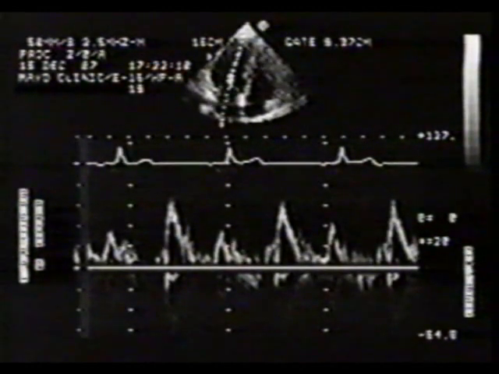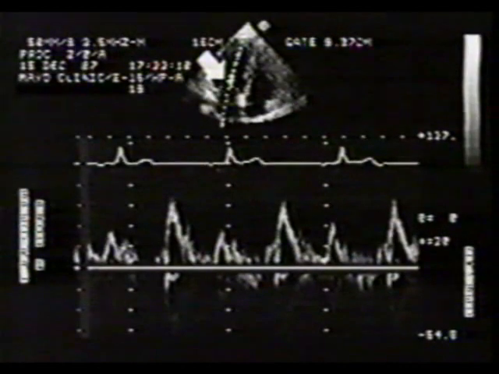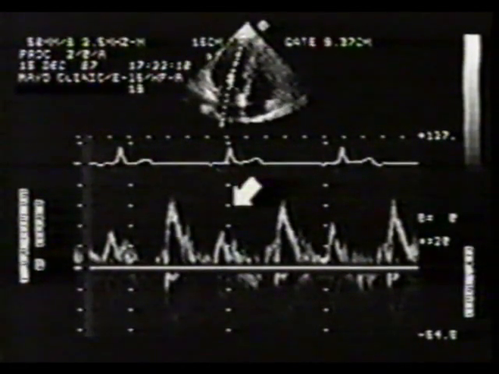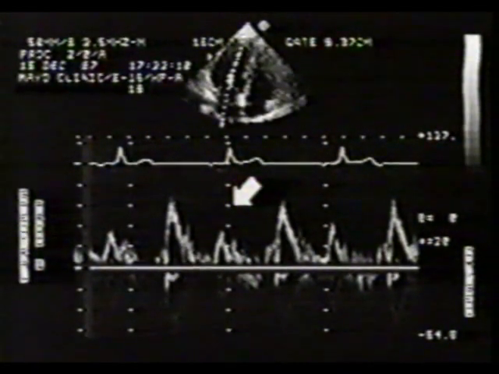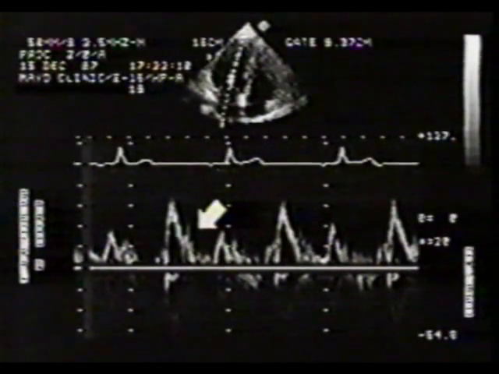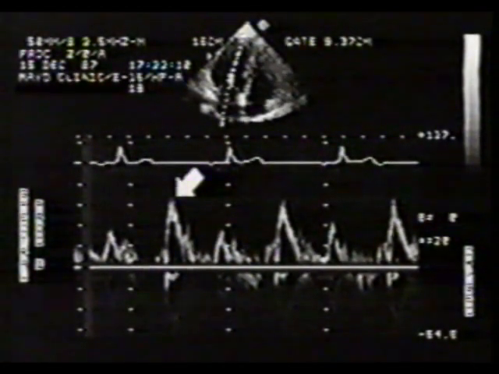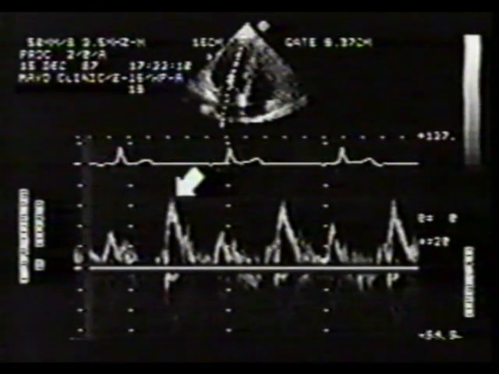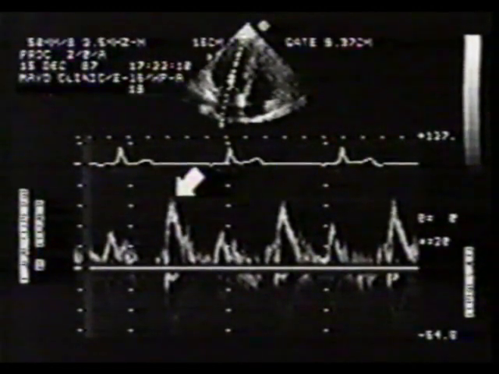Here, the small 4-chamber view again shows the sample volume near the tips of the opened mitral leaflets. Each calibration marker represents 0.2 meters per second. Since mitral diastolic flow is towards the transducer, the velocity spectrum is recorded above the baseline and is characterized by 2 peaks. This is the early peak, which occurs during the rapid filling phase of diastole. It is referred to as the E velocity, and in this patient it measures 0.62 meters per second.